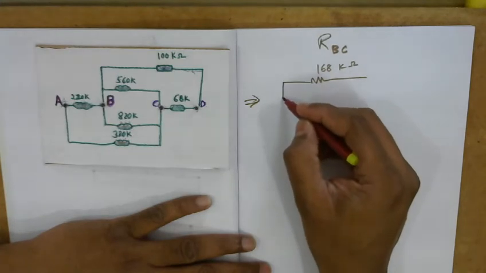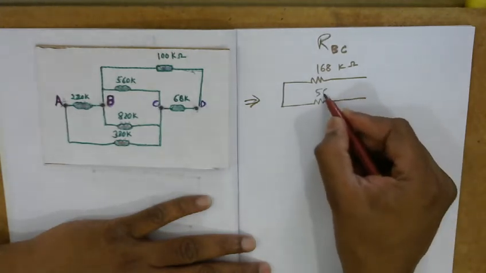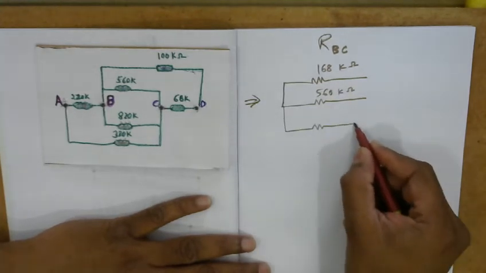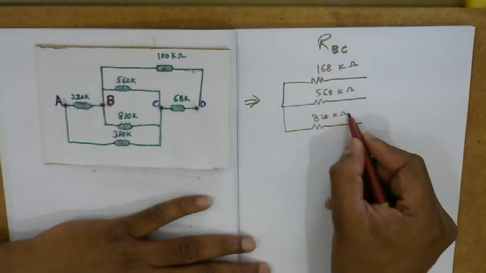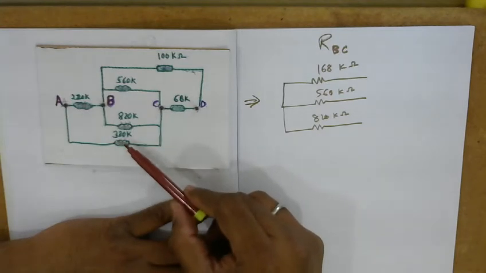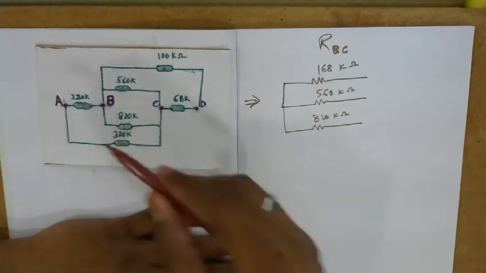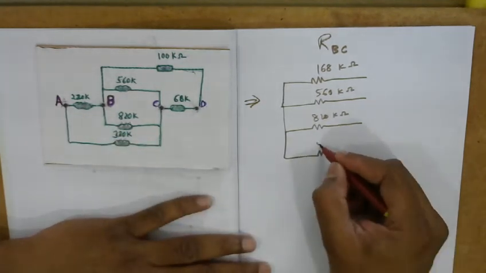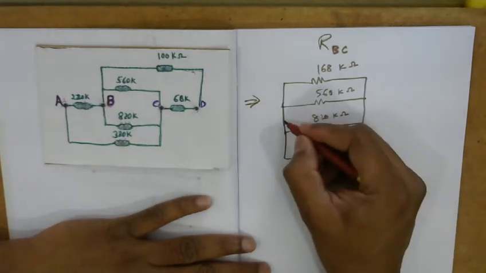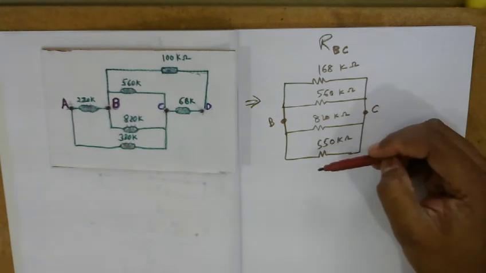Then I have what you see on the screen, that is 560 kilo ohm. Then I have 820. And finally I have this 220 in series with 330, so it will be 550 kilo ohms. Interestingly, now I have a situation where I have a parallel circuit of 4 resistances.